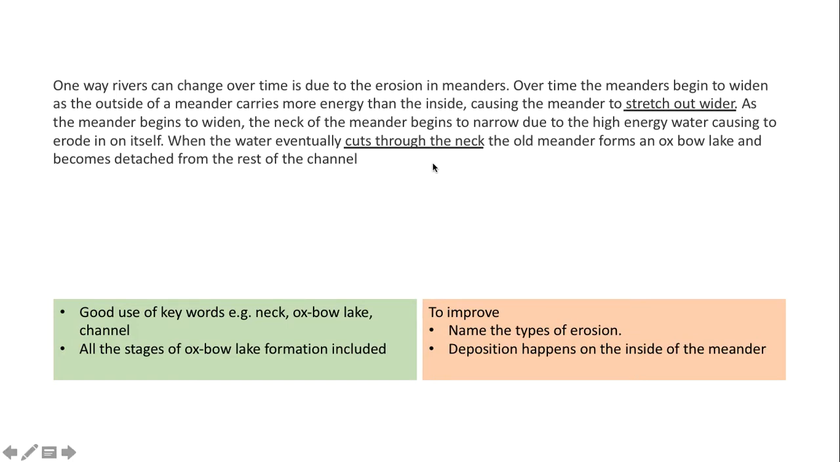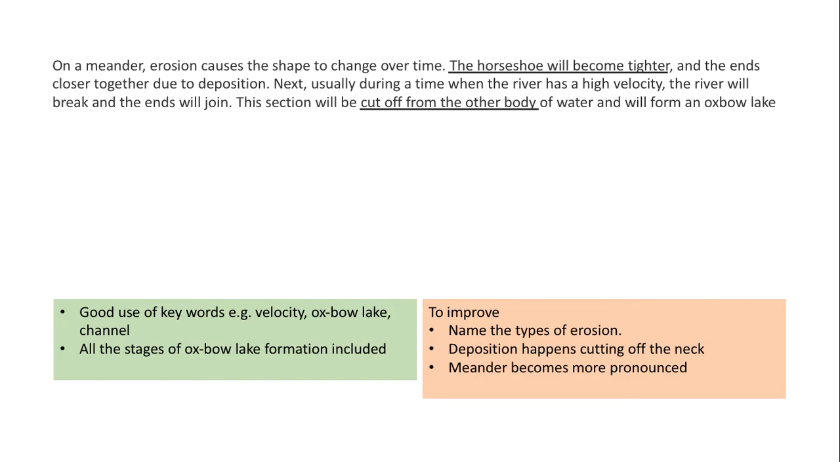The other thing we need to make sure that we've included is that when we're talking about oxbow lake formation, we need to say that the water cuts through the neck of the old meander during a flood. So oxbow lakes are only formed during a flood. That water cutting off the old channel, there needs to be a lot of water for that to happen. So it must happen during a period of high discharge or in a flood.